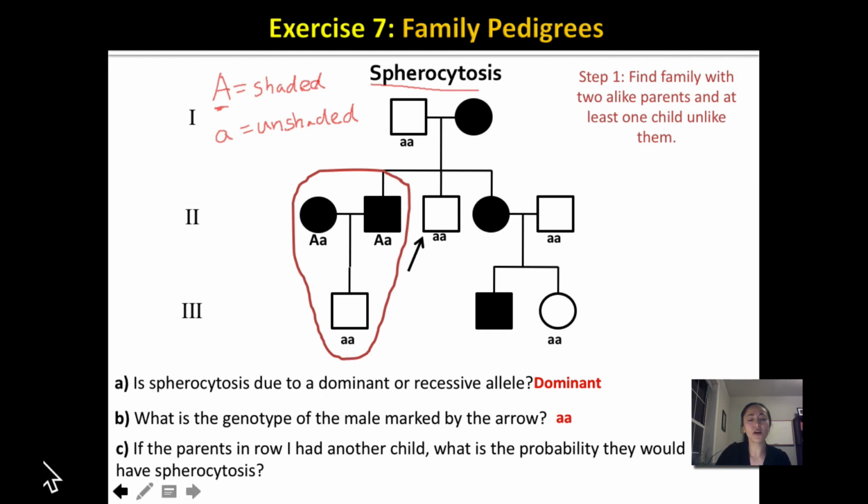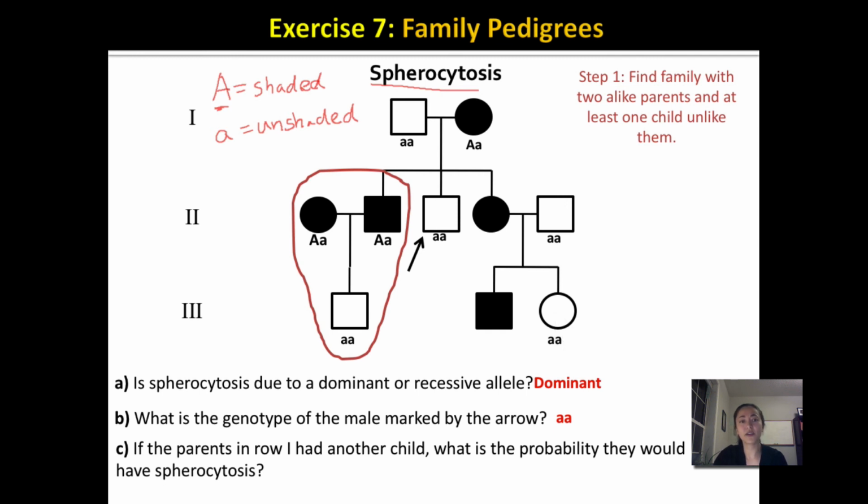If the parents in this row had another child, what's the probability they would have spherocytosis? So we know this parent's homozygous recessive because they're unshaded. And we know that having the trait is caused by the dominant allele. So not having it has to be caused by the recessive allele. They're opposites. This mother has spherocytosis, so we know she has to have at least one big A. And we know that her other letter has to be what? Could it be big A, big A? Well, if we look at her offspring, we can see that one offspring here has two little a's, so she must also have at least one little a, so she is heterozygous.